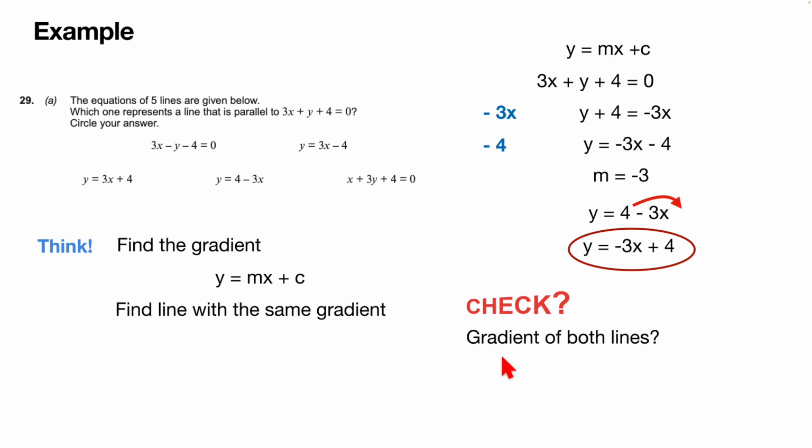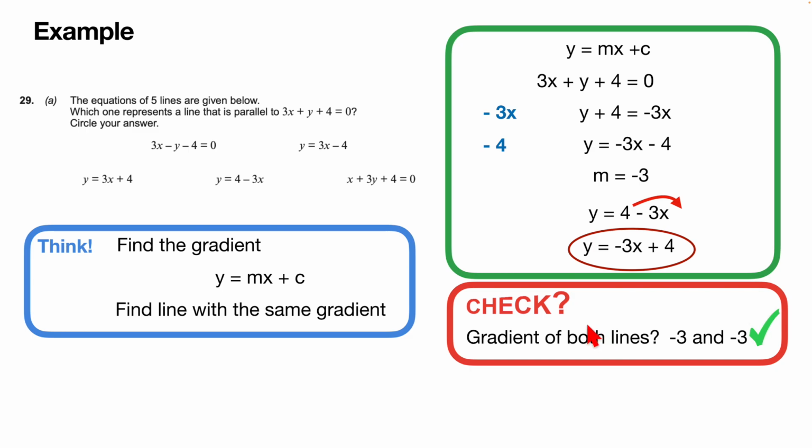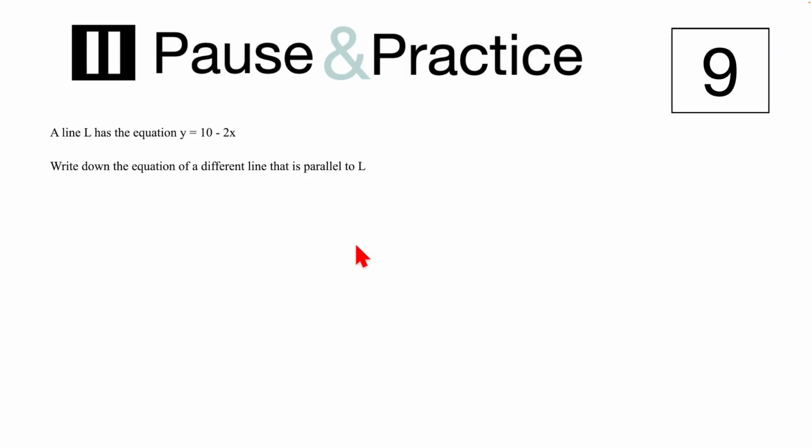Check the gradient of both lines. Well, you've got to work this one out, but we did here, -3, and that's -3, so that's all good. We thought about it, we did it, and we checked. Now, here's your opportunity. I'm going to tell you the answer in 10 seconds or 6 seconds time, so have a crack on this, see how you get on.